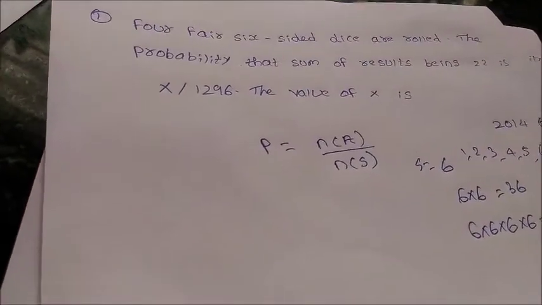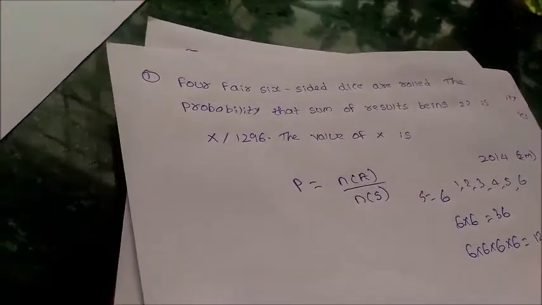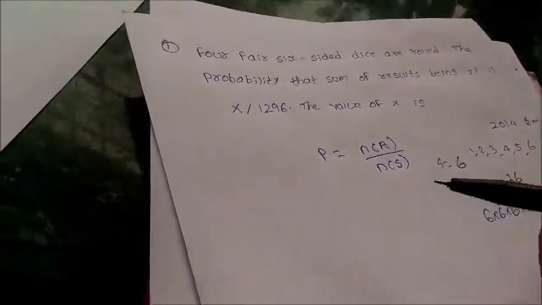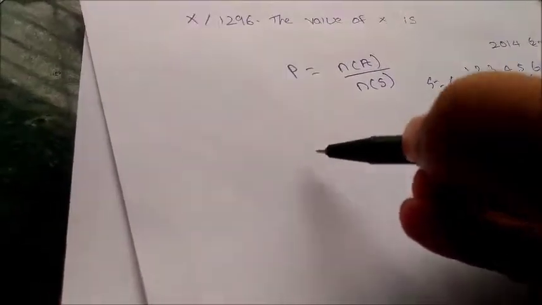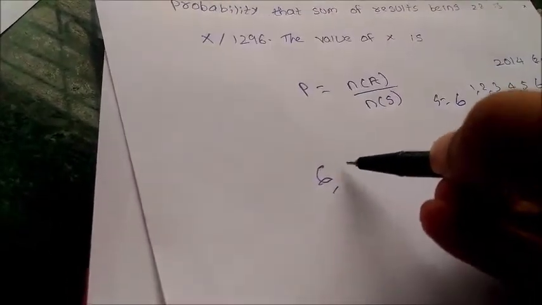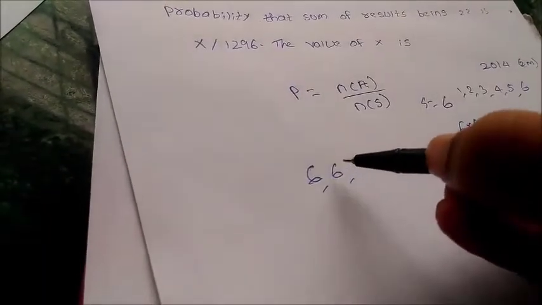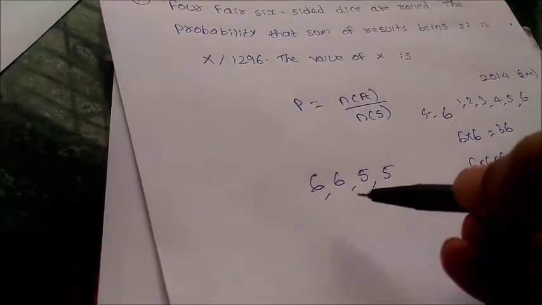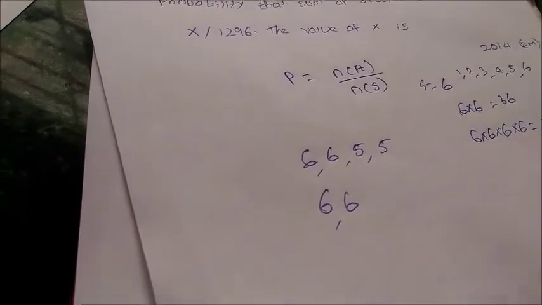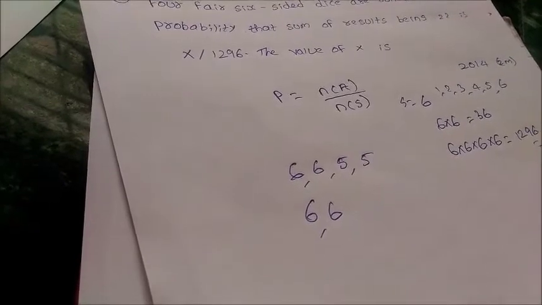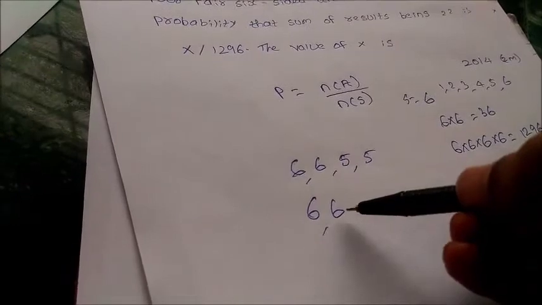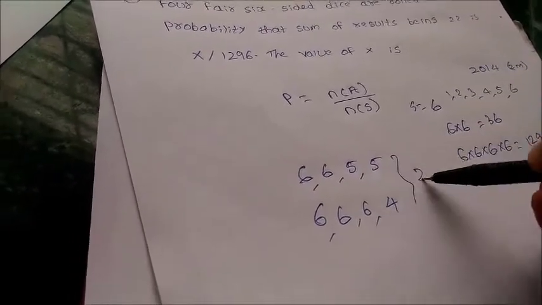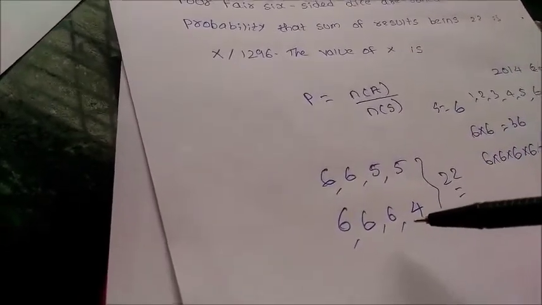Now read the question again. The probability that the sum of the results is 22. So we need to find the event in such a way that the sum is 22. For the sum to be 22 we require at least two 6s. Then 12 is covered and we are left with 10. We could do that by this arrangement: 6 6 5 5. And the second one would be 6 6 6 4. If we try 4 and 6, that will be 16 with the remaining pair, but if we tried any other value, it won't be a sum of 22. So we could only try these 2 events.